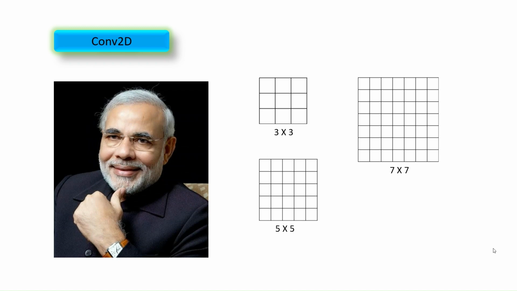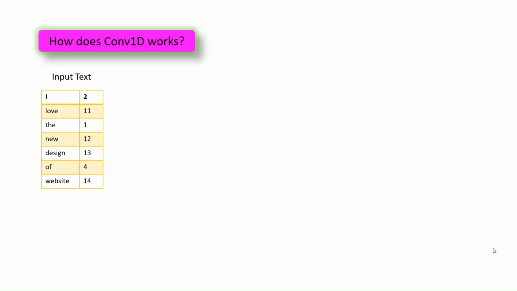Now let's try to understand how we can use convolution neural networks for text. We know that we cannot process the raw text directly. It has to be converted into numeric. Let's say the input text has 7 words: I love the new design of website. These are the indexes generated for these tokens across the entire vocabulary to convert them into numeric vectors.